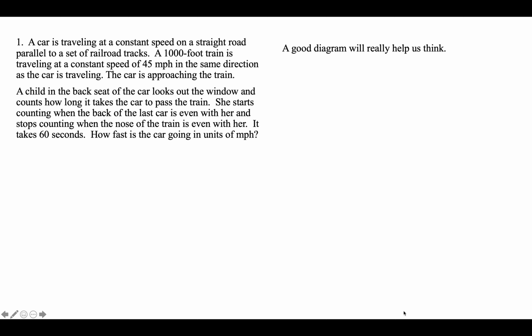Let's draw a good diagram. We really need these to help us think. So there's the car. The car is the red car here. There's the train. The child's in the back seat. The car is going to catch up to the train. I'm starting to catch up right now. Later on, much later down the road, the child is even with the front of the train, and she stops counting.